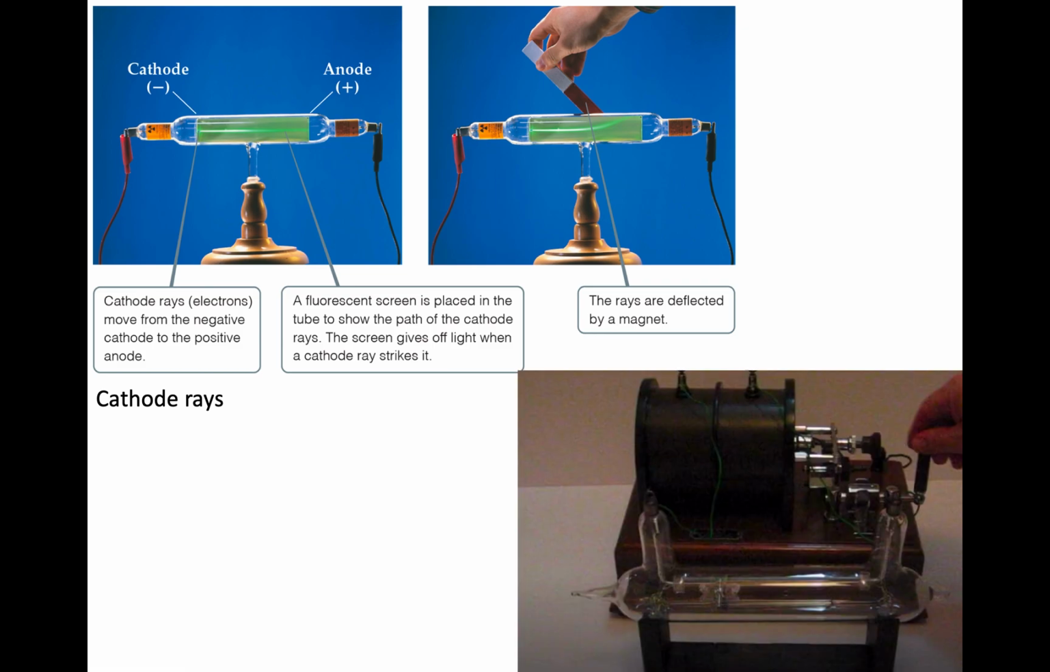Other experiments to learn more about them, here's one of the era. They're being directed at this pinwheel, which causes it to be propelled. When they change the direction of the beam, it's propelled in the other direction. So one thing that they did was to put different objects within this cathode ray tube.